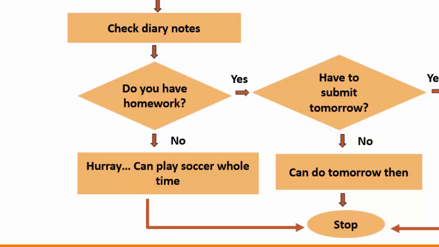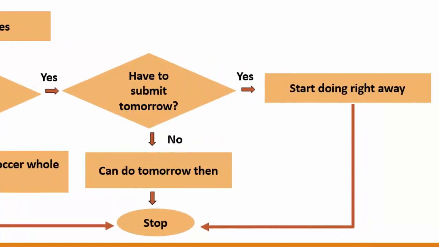But if yes, you have a homework, then another question pops up in your mind. Do you have to submit it tomorrow? Well, if no, then you can do it tomorrow also, and the flowchart comes to an end. But what if you have to submit it tomorrow? Then you have to follow the arrow saying yes. And it says start doing it right away. And the flowchart comes to an end.